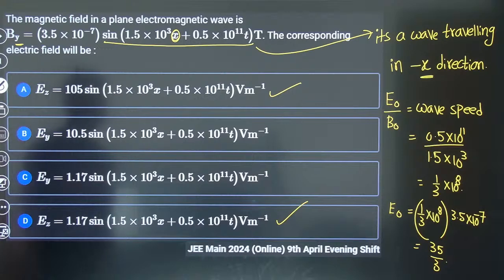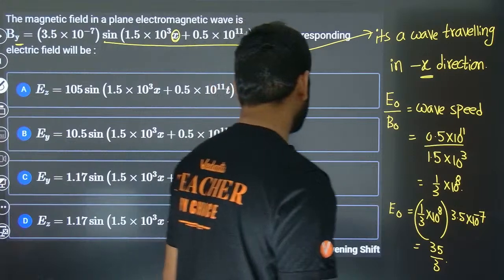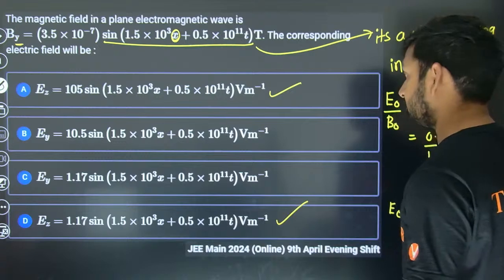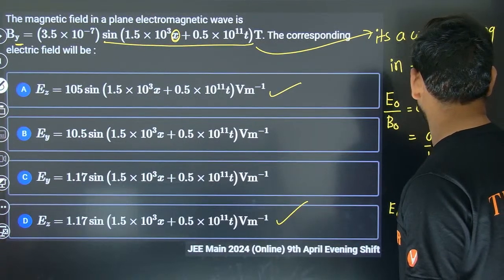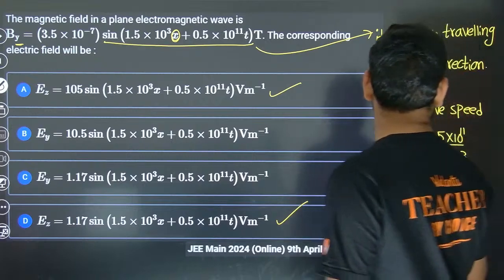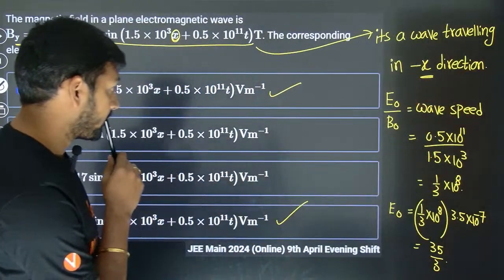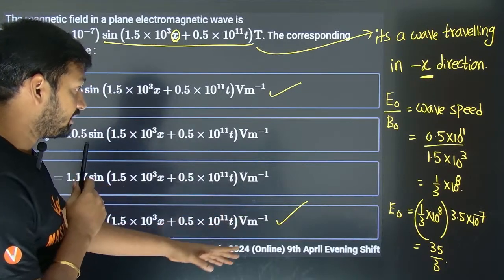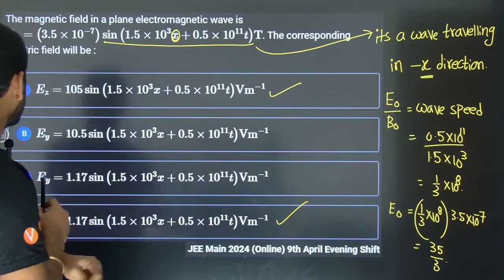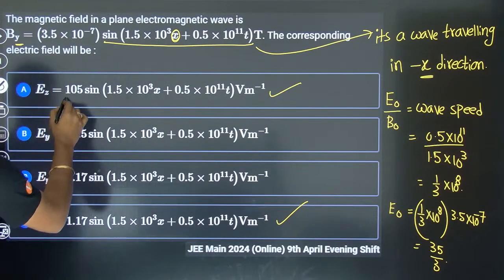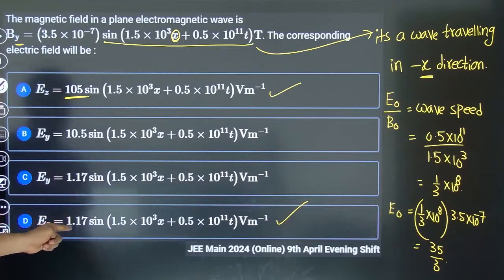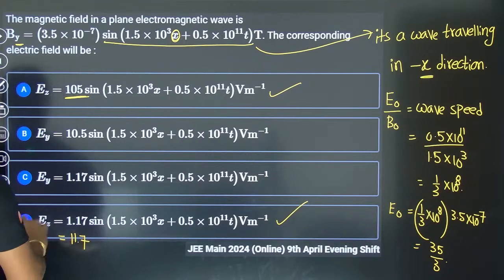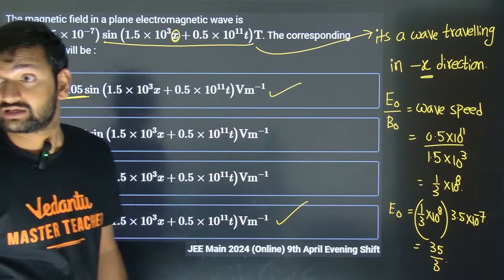None of the options have 35 by 3, man. 35 by 3 will be what? Did I do any calculation mistake? It is 3.5. 35 by 3 will be some 11 point something. So this is not having 11 point something. But this should not be 1.17. It should be 11.7. Then you are going to be marking it as D.